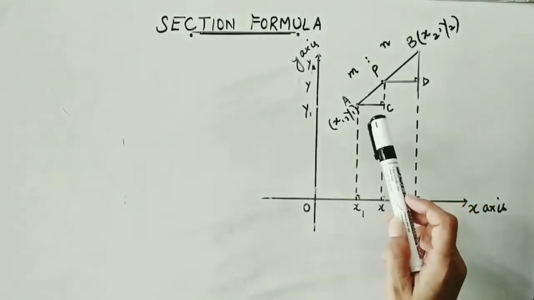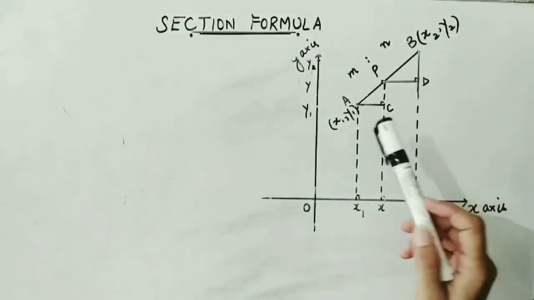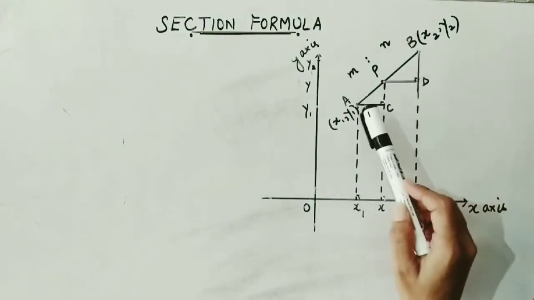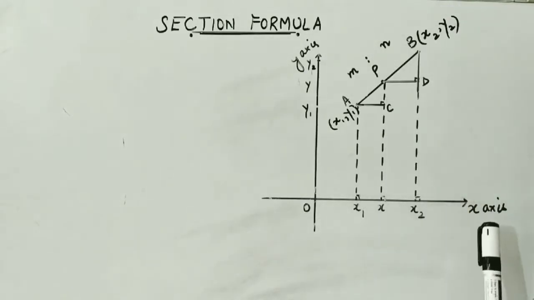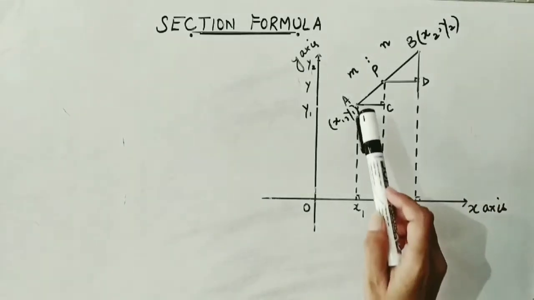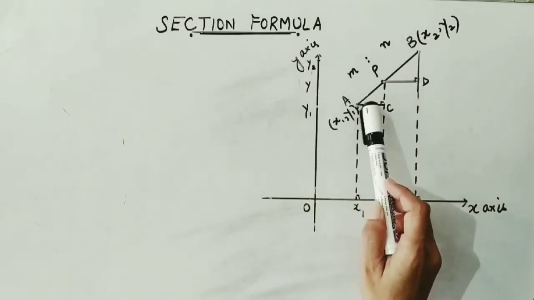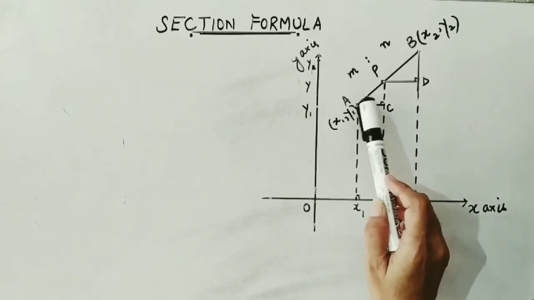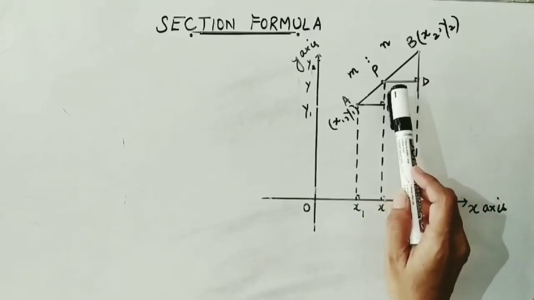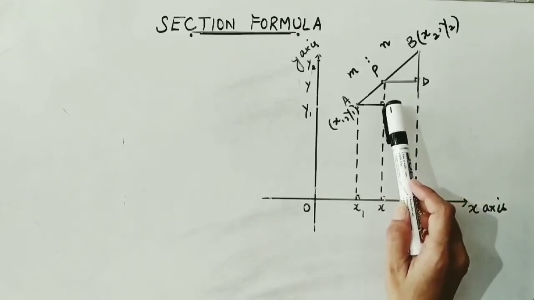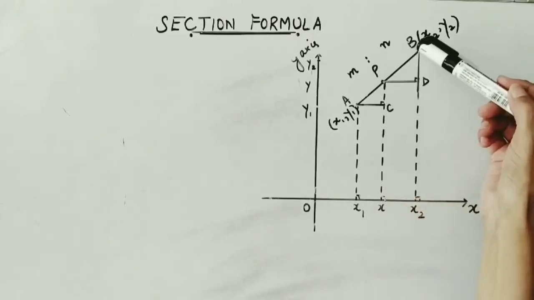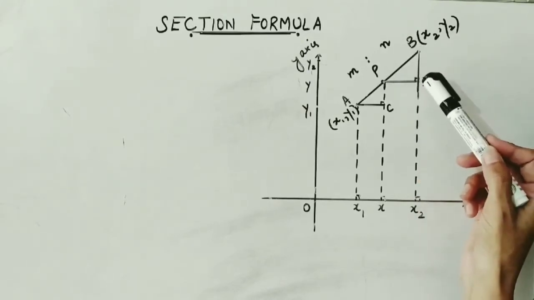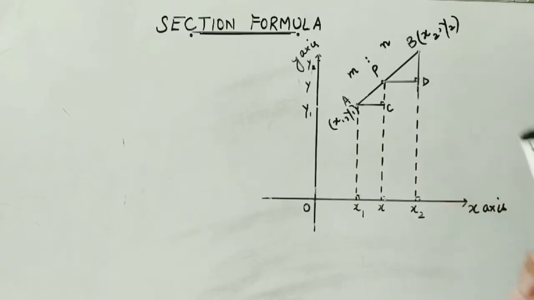What we have done to derive the section formula, we would draw the perpendiculars from A, P and B. Perpendiculars are drawn which fall on x-axis, and further from A another perpendicular is drawn on the previously drawn perpendicular such that ACP is a triangle. In fact, it is a right angled triangle. Similarly, consider this triangle BDP. Even this one is a right angled triangle having 90-degree angle at D.